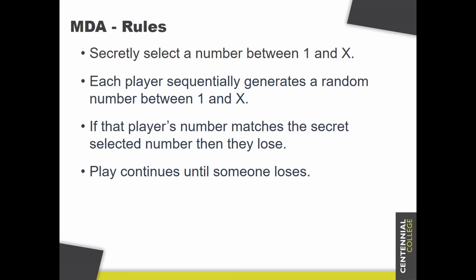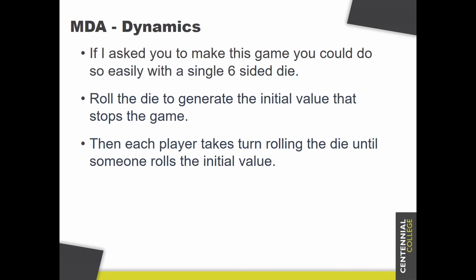Okay? Really, really simple rules. Generate a number between 1 and X. Everyone else also generates a number between 1 and X, and the loser is the one that matches the generated number. Okay, so you could build this game really simply. You could simply grab yourself a 6-sided die. You could roll that 6-sided die to generate a number. Afterwards, give a die to each player, and each player rolls a die until someone generates the same number as on the original 6-sided die, right? That meets all of the rules. That is all of our rules done very, very simply. The dynamics of play are really straightforward and very simplistic, and we can easily see the mechanics through our dynamics of play.